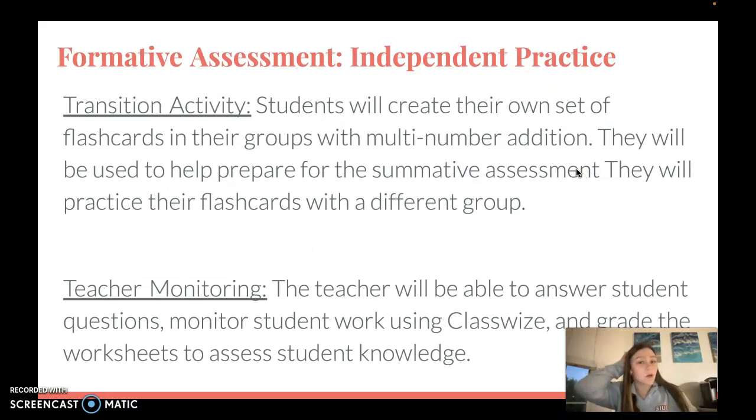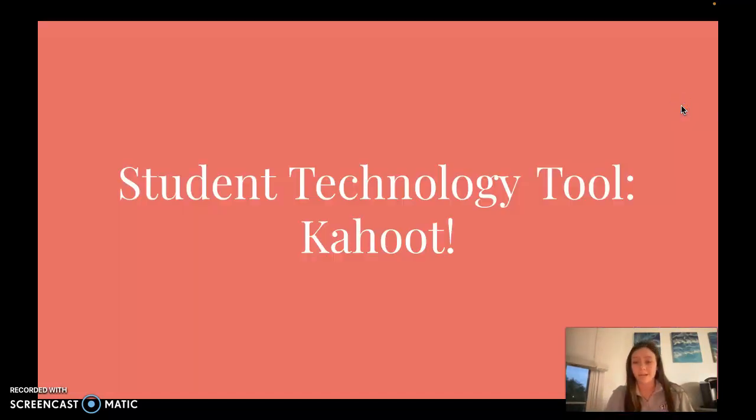And then the last one, we talked about how they're going to make their flashcards. So the teacher will be able to answer student questions, monitor student work using ClassWise, and grade the worksheets that were given for homework to assess student knowledge. So now we're going to talk a little bit about the technologies in this.